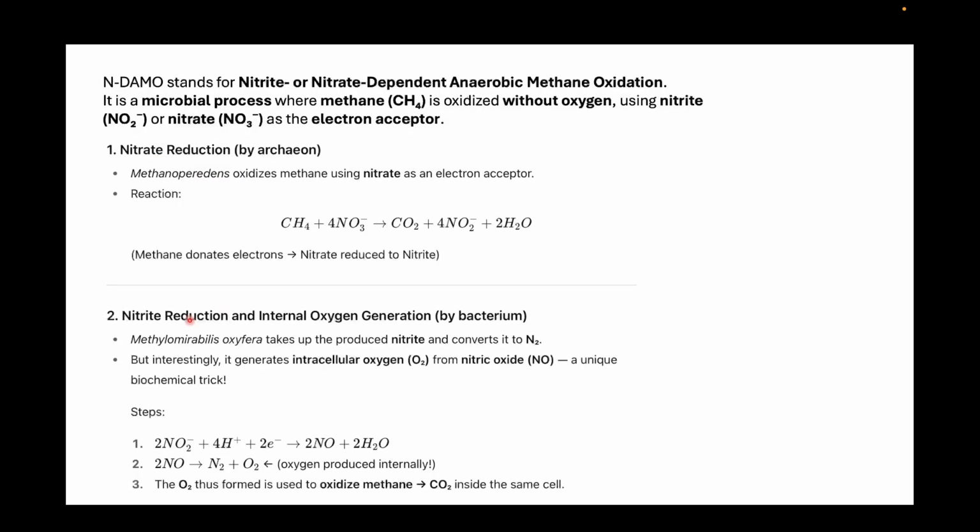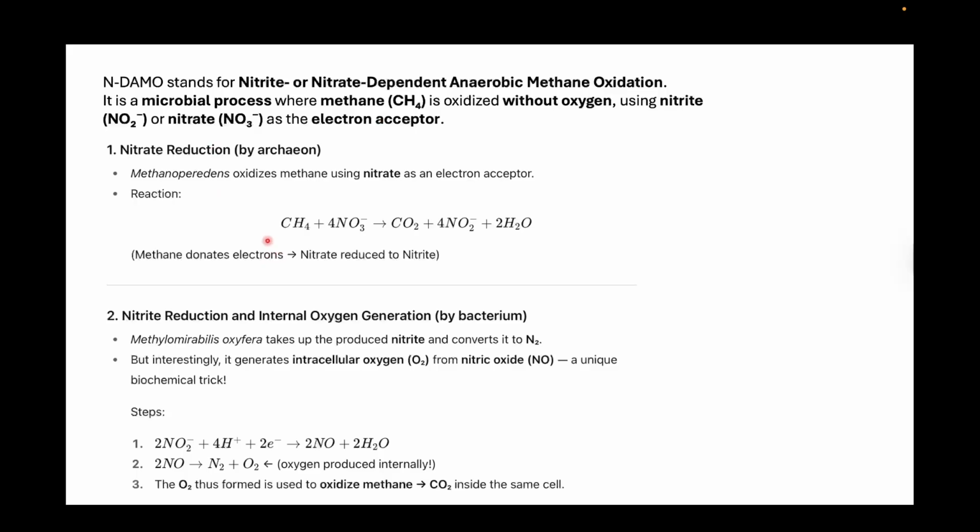N-Damo, or the short form NDMO, stands for nitrite or nitrate dependent anaerobic methane oxidation bacteria. It's a microbial process where methane is oxidized without oxygen using nitrite or nitrate as the electron acceptor. So you have to be careful here. Methane is the electron donor while nitrite or nitrate is the electron acceptor. So how does nitrate reduction happen?